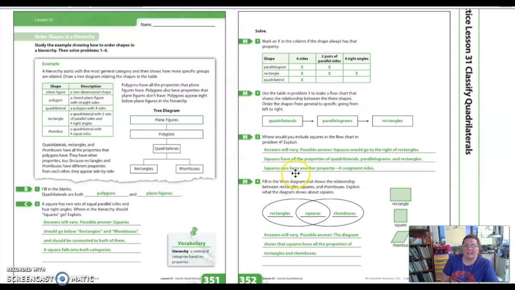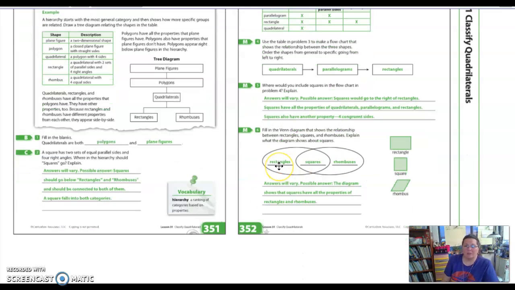Then number 6, and you can read that if you want to, but I'm going to keep right on moving on. Number 6, fill in the Venn diagram that shows the relationship between rectangles, squares, and rhombuses. Explain what the diagram shows about squares. So remember, right over here we had rectangles and rhombuses, and squares were connected to both of them. So in the Venn diagram, we have to make it so that squares are in the middle of rectangles and rhombuses, and it shows that it has all the properties of both rectangles and rhombuses.